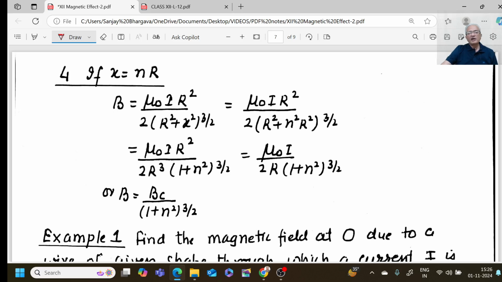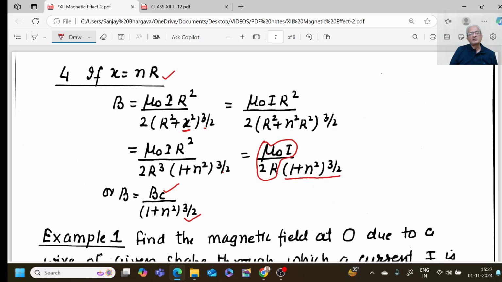Now another case, if x equals n times r, then the magnetic field at the axial point is given by mu 0 I r square upon 2 into (r square plus x square) power 3 by 2. Now x can be written as n times r, so n square r square. Take r square common, r square power 3 by 2 would be r cube. So mu 0 I r square upon 2 r cube (1 plus n square) power 3 by 2. That is mu 0 I upon 2r (1 plus n square) power 3 by 2, and this is nothing but the magnetic field at the center of the coil. So it would be BC upon (1 plus n square) power 3 by 2.